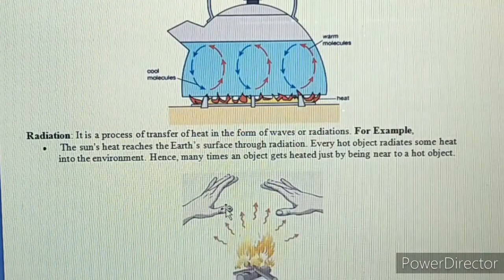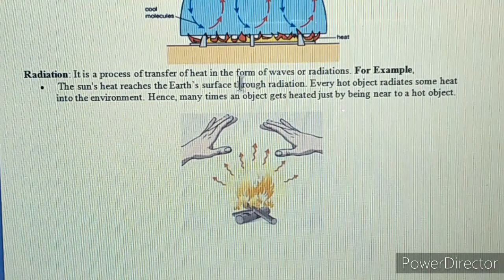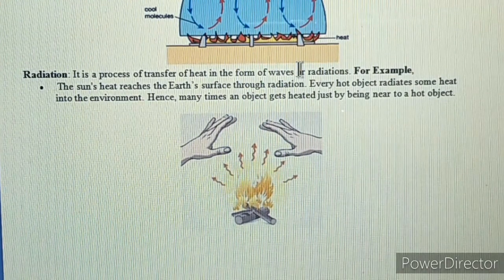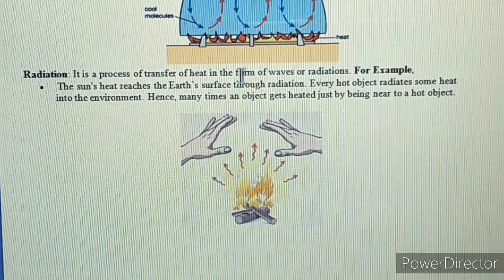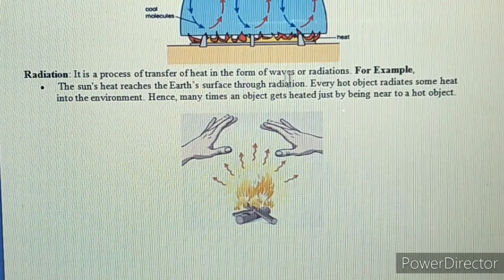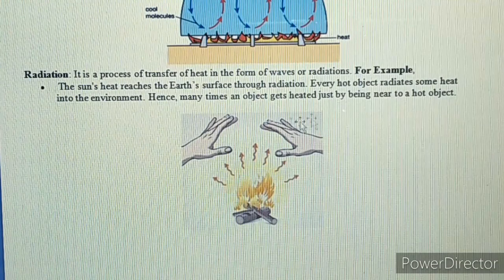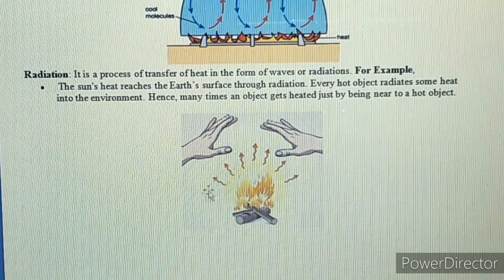Now the next, the third one, is what? Radiation. It is the process of transfer of heat in the form of waves or radiations. There is no medium present in it. Without a medium, there is a transfer of heat in the form of waves or radiation. That is called what? Radiation. So there is no medium present in radiation.